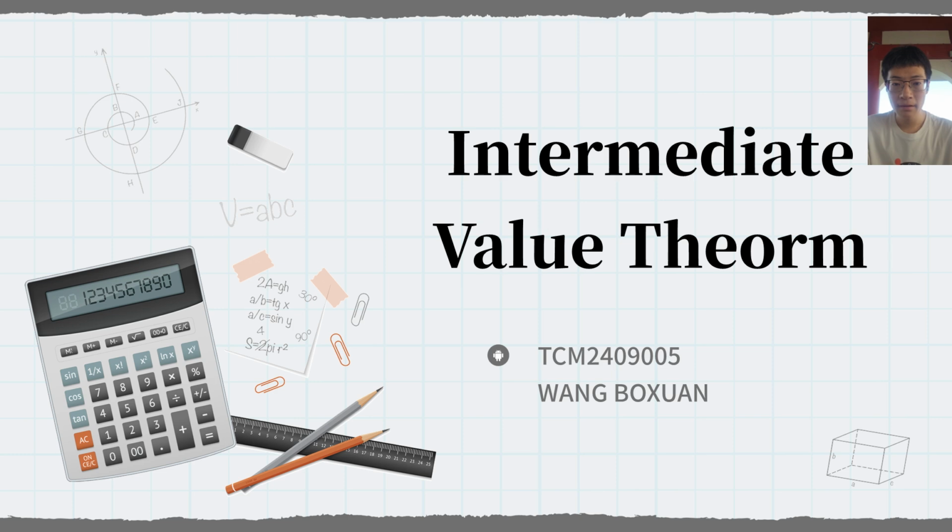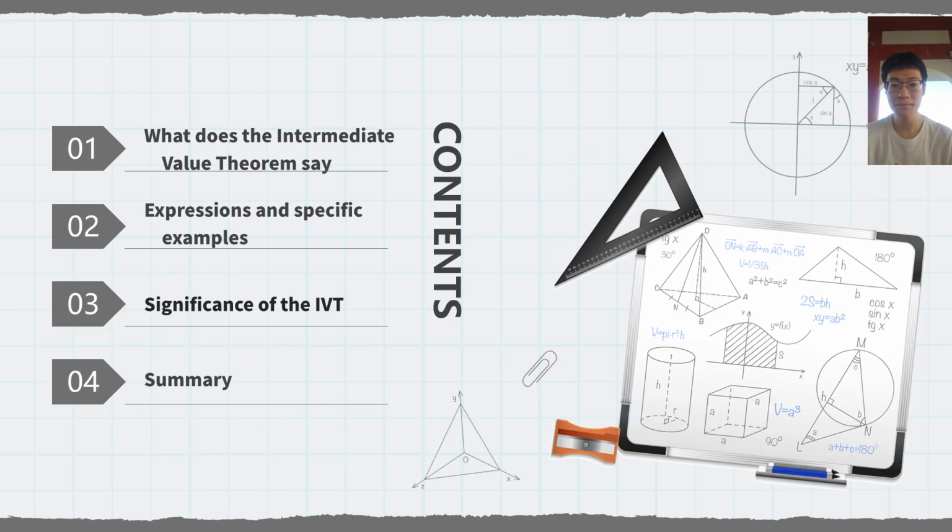TCM2409005. And the topic of my presentation is the intermediate value theorem. Here is the content. It mainly includes 4 parts. The first one is what does the intermediate value theorem say? Then the expression and specific examples of the theorem. The third is the significance of the theorem. Last part is the summary.